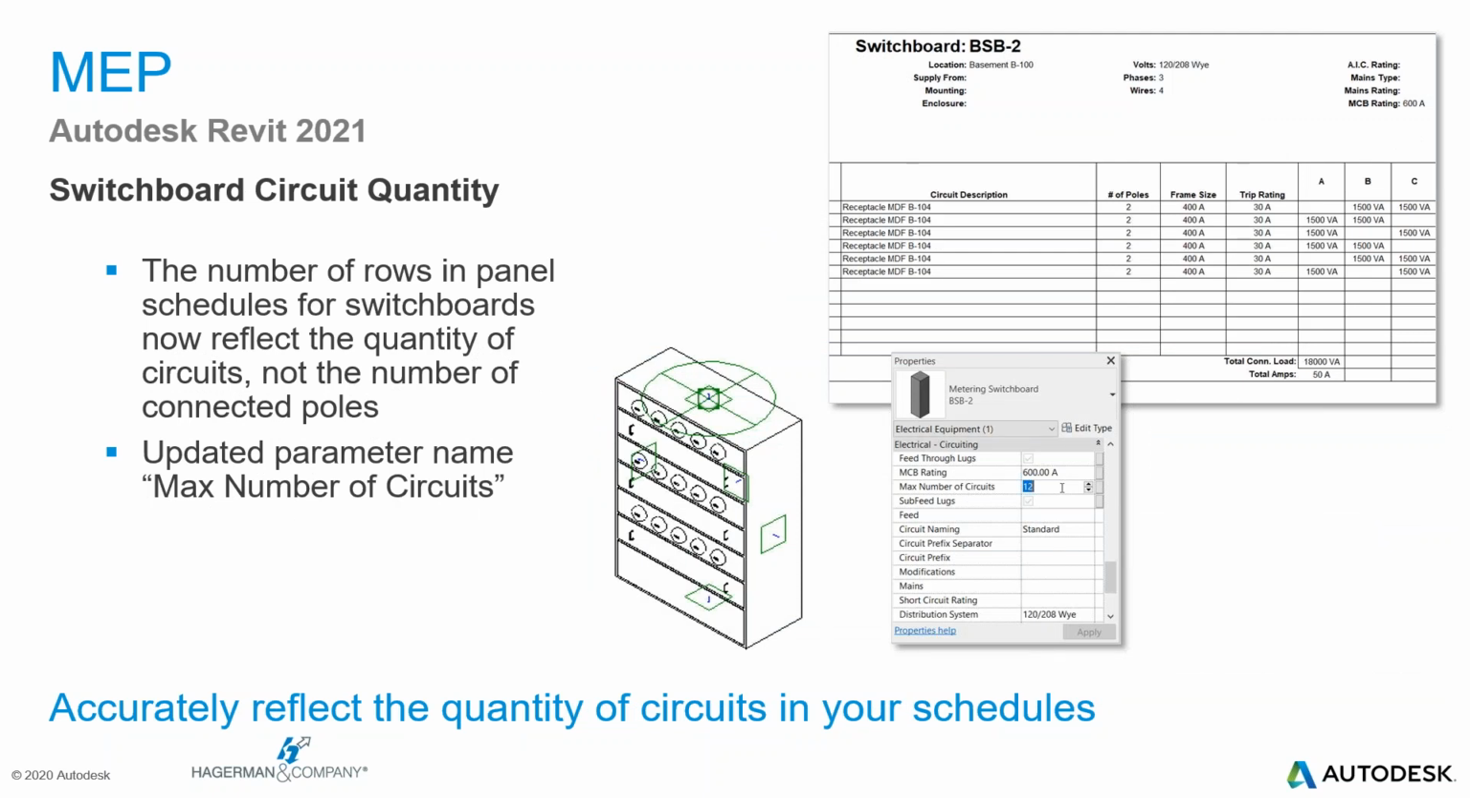Switchboards no longer report a value for the max #1 pole breaker parameter in schedules and view filters, as the max number of circuits parameter is used instead. Also, there is a new family parameter in electrical equipment part types for the switchboard. Switchboard schedules now show the quantity of circuits rather than the number of connected poles.